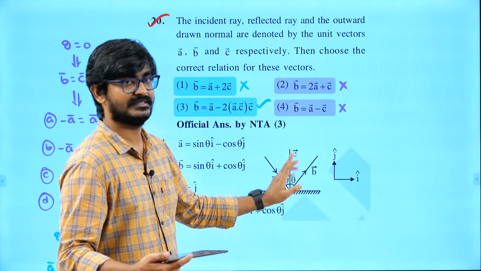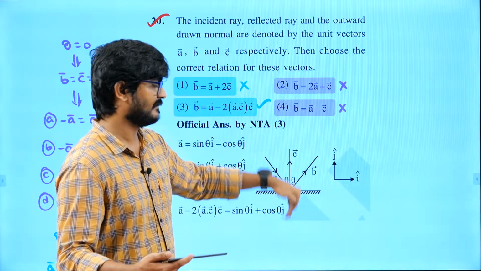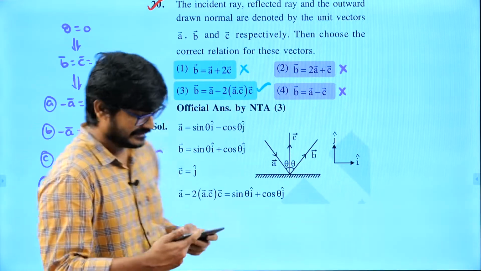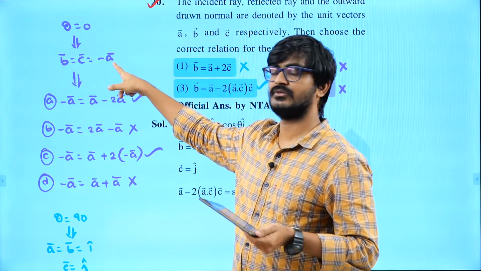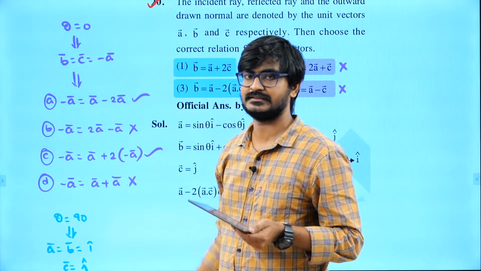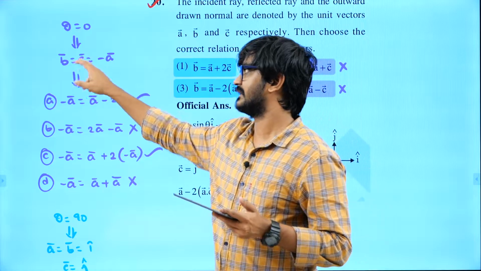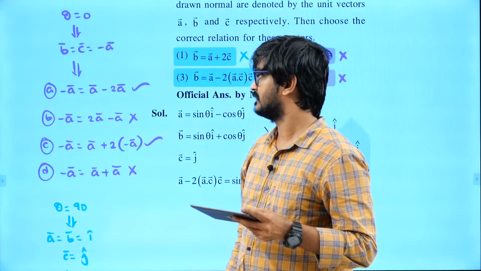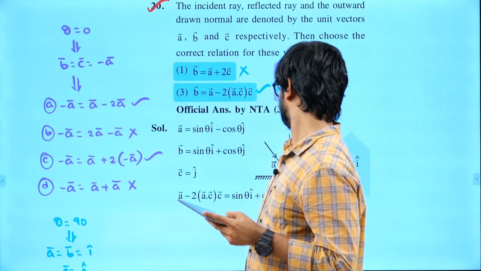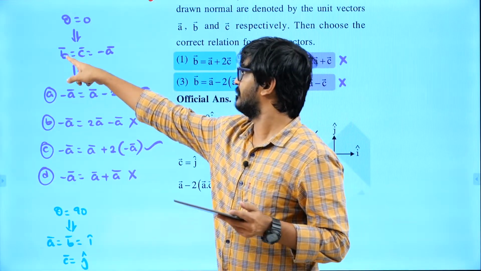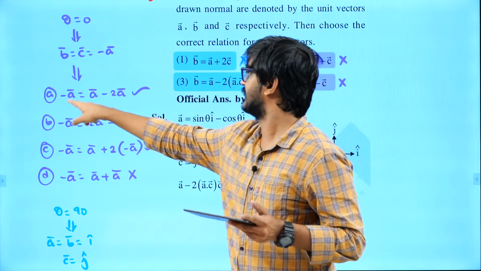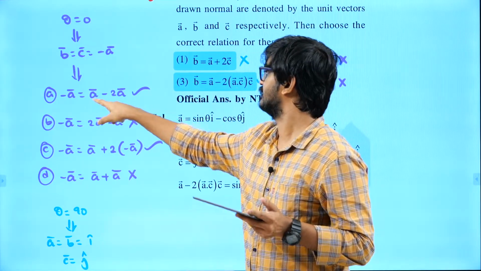So B and C will be in the same direction and A will be in the opposite direction. So I can say when theta equal to 0, B bar and C bar will be equal and will be equal to minus A bar. All are unit vectors, so you can take like j cap and minus j cap. So when you substitute in the options, B bar is nothing but minus A bar plus 2C bar.